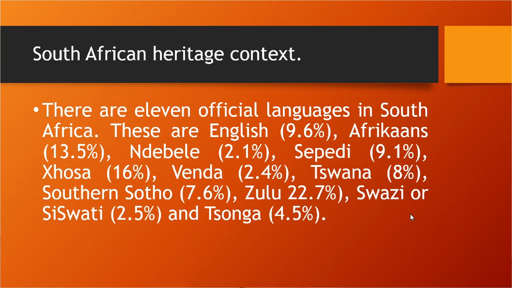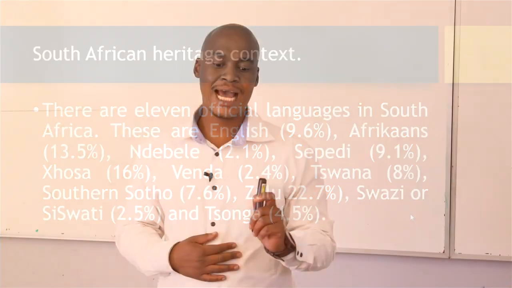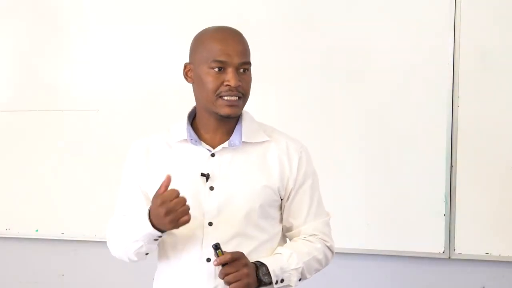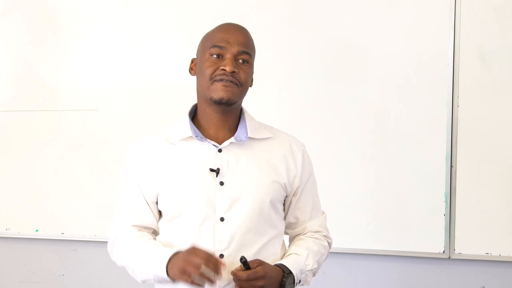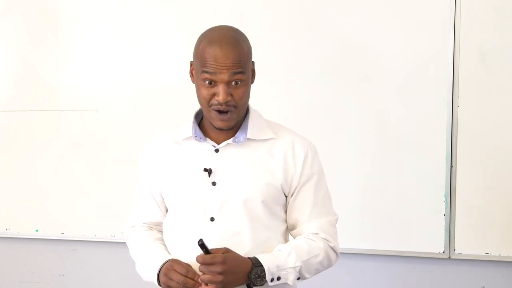In level 2, we learned that our country has 11 official languages. These are English, Afrikaans, Ndebele, Sepedi, isiXhosa, Sevenda, Setswana, Southern Sotho, commonly known as Sesotho, isiZulu, Siswati or Swazi, and also Tsonga. Bear in mind that South Africa has other smaller groups of people who speak other languages, but they are related to some of the main languages like Sepedi, Sesotho, or isiZulu. We also have sign language as our 11th language.